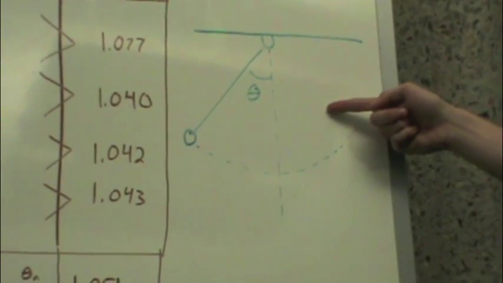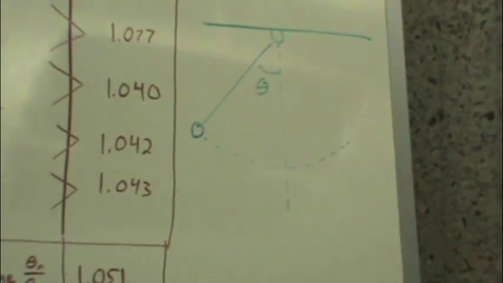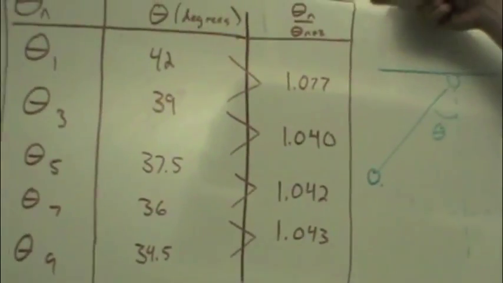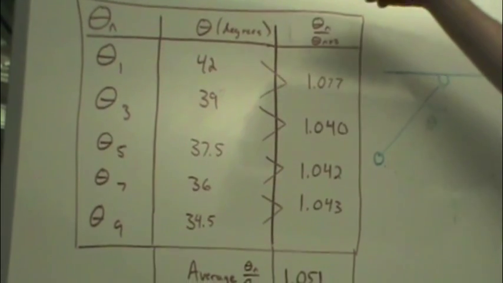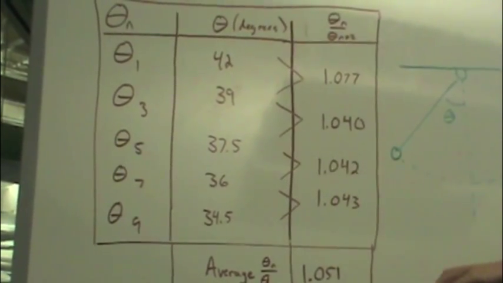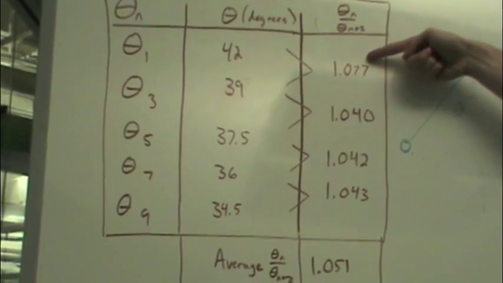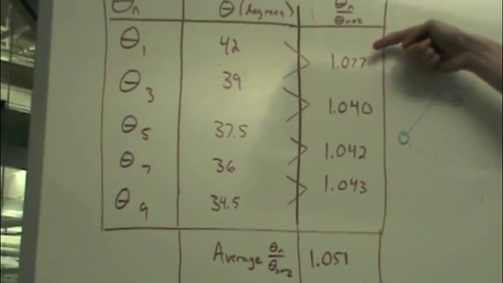The setup of our pendulum system. What we are measuring here is theta. We're using this to calculate delta. This is our experimental data. This is our measured value of theta. And this is the ratio of theta n over theta n plus 2.